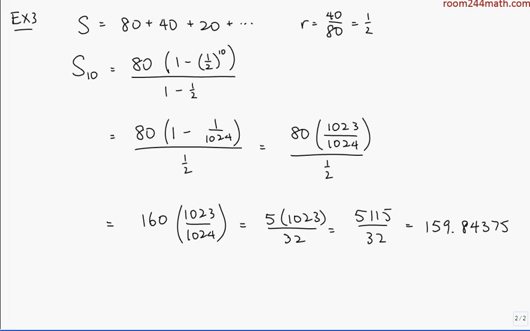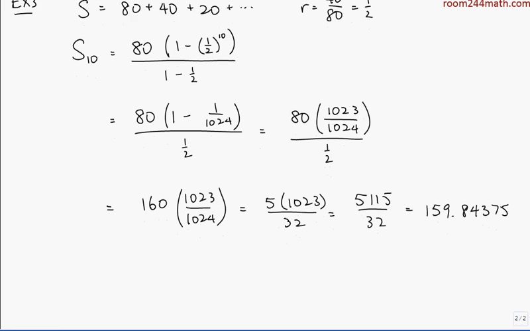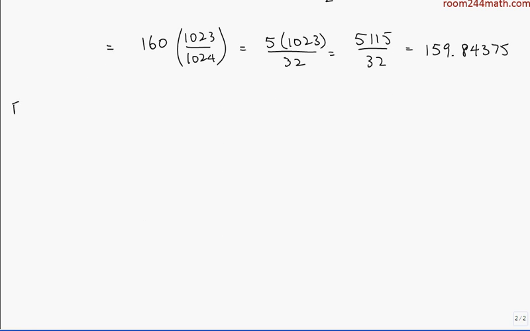So 159.84375, or if you reach for the calculator and you rounded it to 159.8, it's probably going to be good enough in most cases. Let's take a look at one more. Example 4 here.